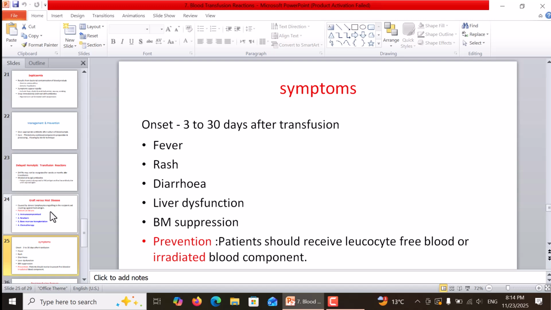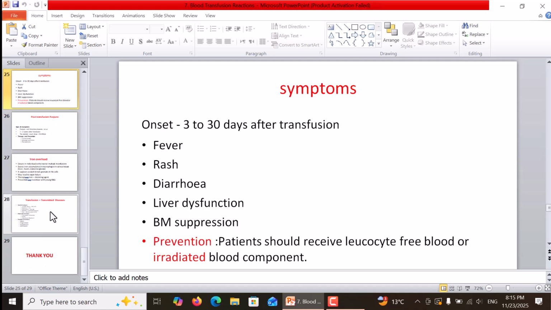Symptoms of this serious transfusion reaction: the onset begins 3 to 30 days after transfusion. The patient presents usually with fever, rash, diarrhea, liver dysfunction, and bone marrow suppression. We will prevent such a reaction by giving patients leukocyte-free blood or irradiated blood components. If you remember in the lecture of blood components, to prevent this reaction, the irradiated blood components should be given. I mentioned it in that lecture.